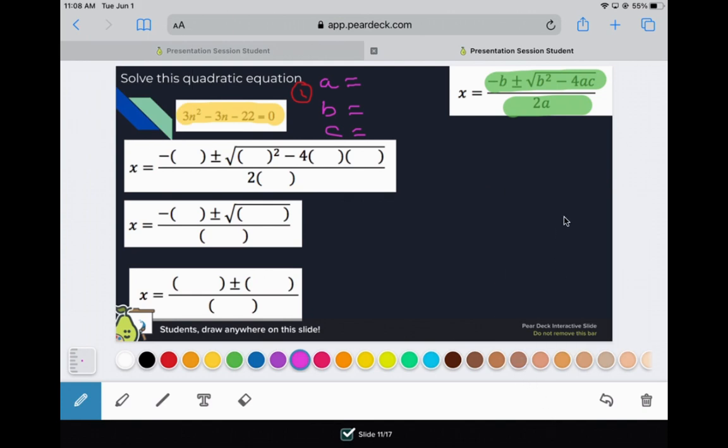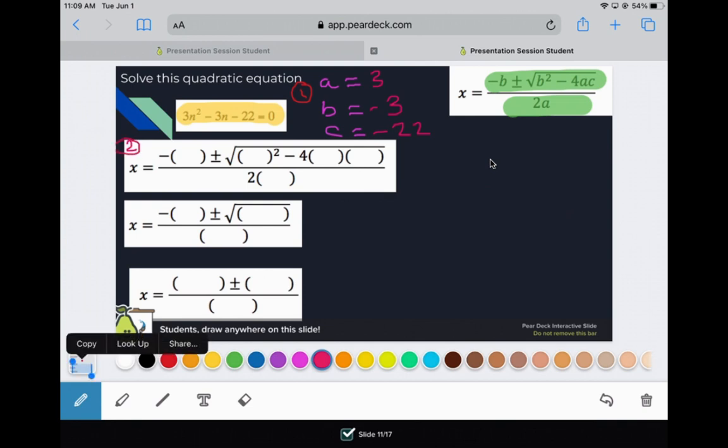So for the quadratic formula, we always need to know what those values represent. There's a bunch of numbers in here. We have 3, -3, and -22. So let's put that in. So A is 3, B is -3, and C is -22. Those are the 3 numbers that you need to be able to identify, which one is which, right? Then we will get to step 2, which is this step right here.